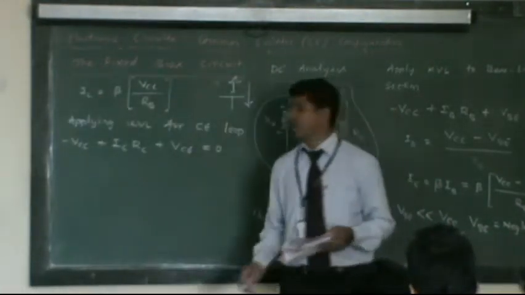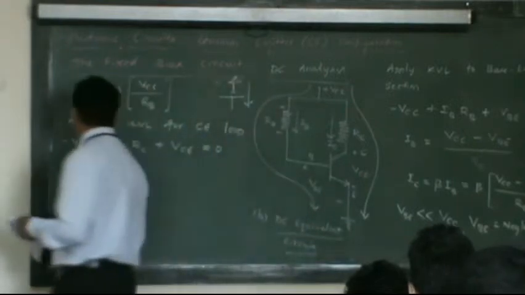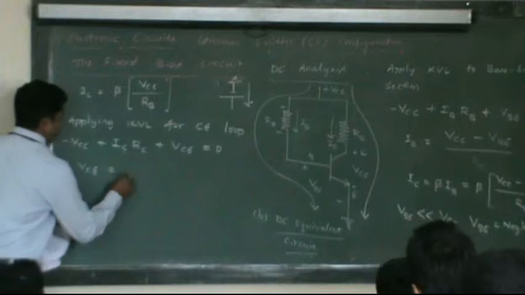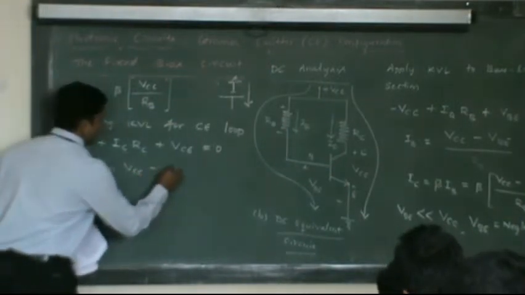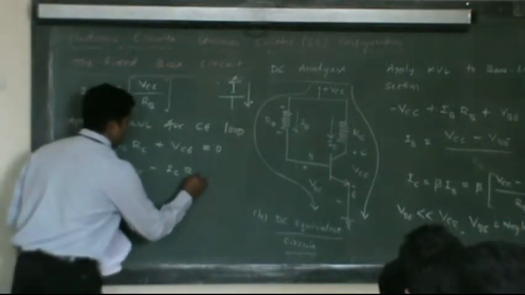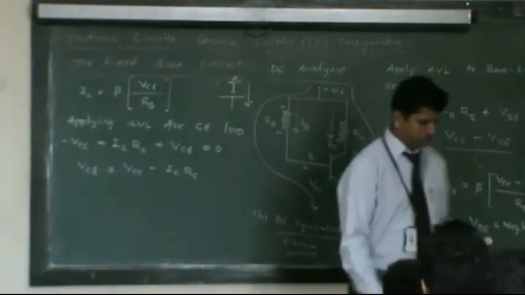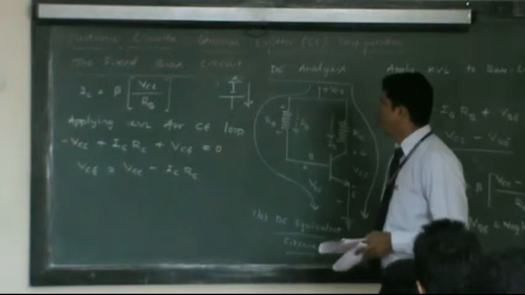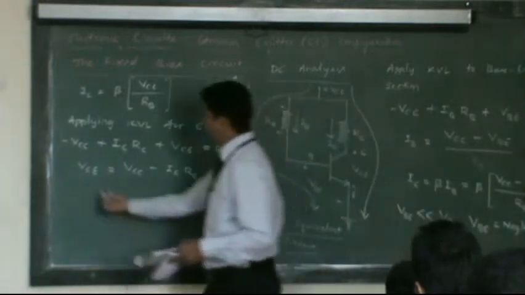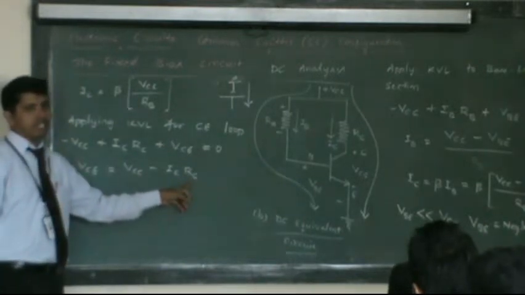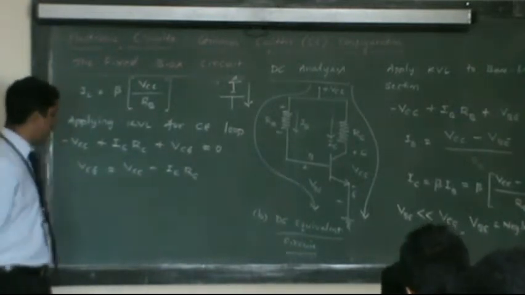So try to obtain the expression for VCE from this. What is VCE from this? Which is VCC minus IC RC. Look at this. The collector emitter voltage depends upon the supply voltage as well as the collector resistor RC here also.